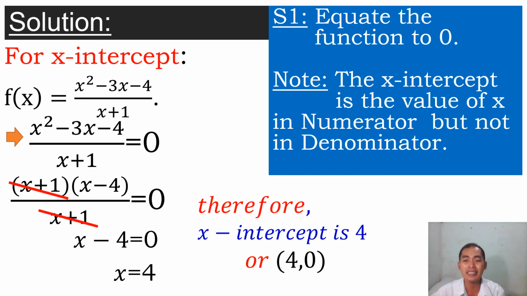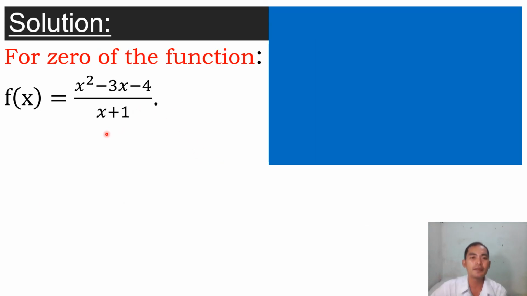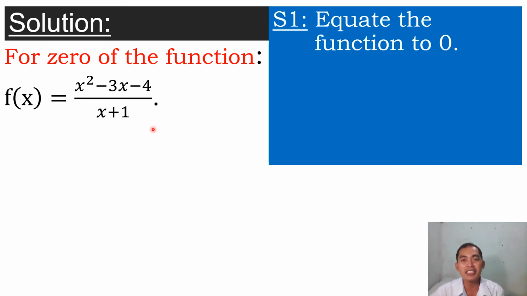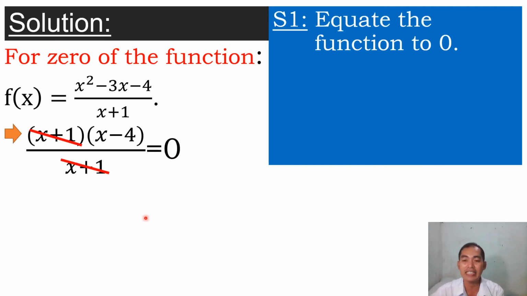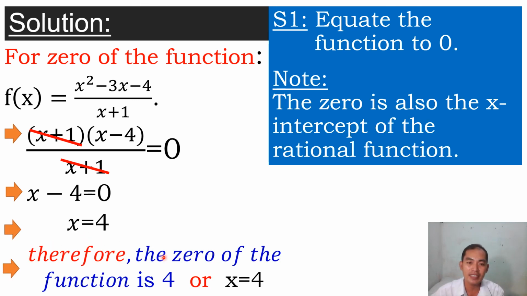But then, what is the step by step? So, the zero of the function is the same as the x-intercept. You equate the common factor and the remaining numerator, and that is the basis of the x-intercept. If there is an x, solve for x. If there is no x, no zero or no x-intercept. So we have the zero of the function is 4 or x equals 4.